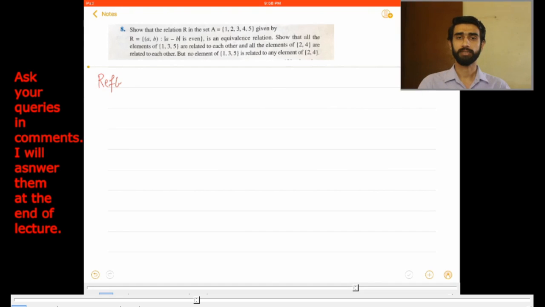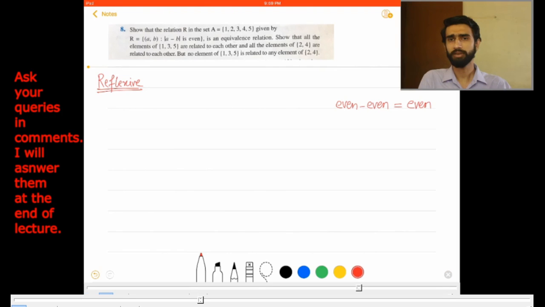So let's start. We will check for reflexive. This is reflexive or not. But before that, I want to clear one thing. All of us know that if you subtract even number from even number, you will get even number. Just think of any two even numbers, subtract them, you will get even number. And if you subtract an odd number from an odd number, what will you get? Think of any two odd numbers. Subtract them, what will you get? You will get an even number.